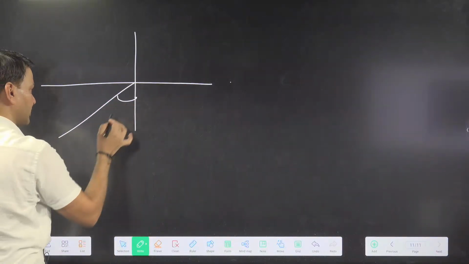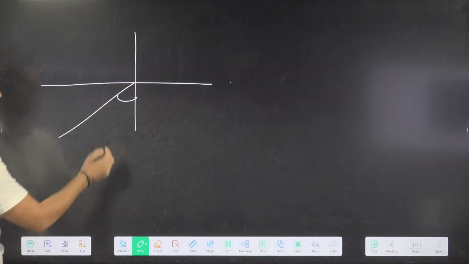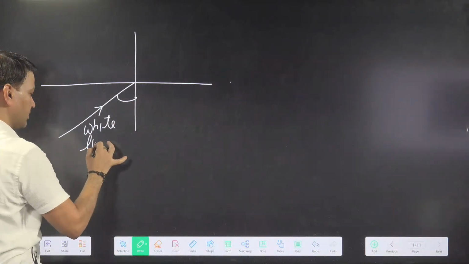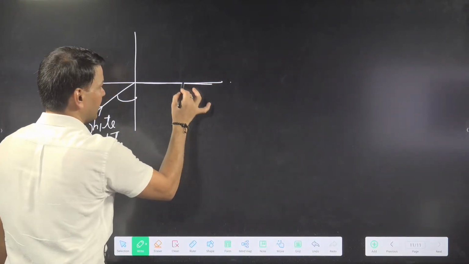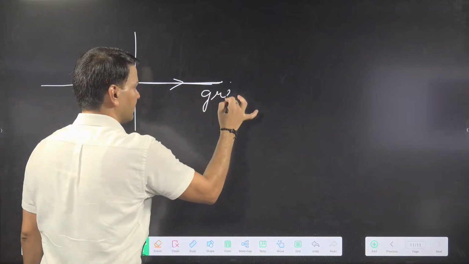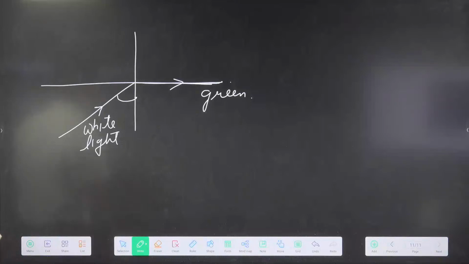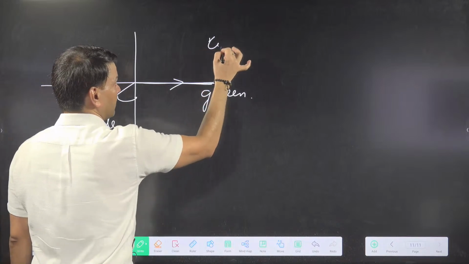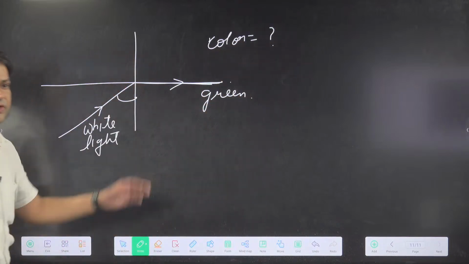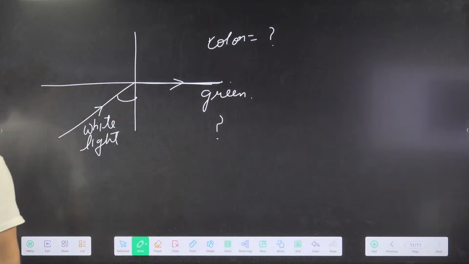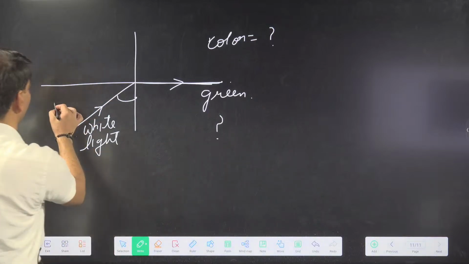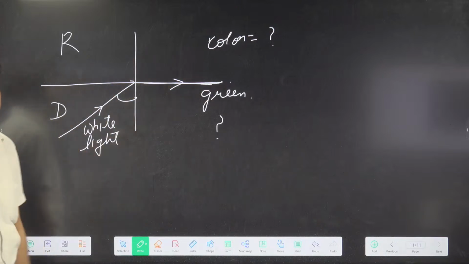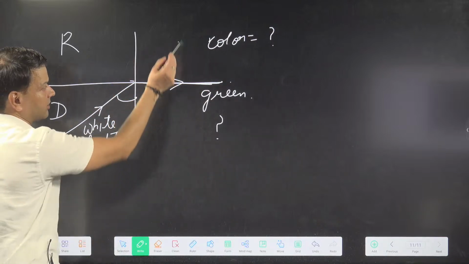Now this is also a common question. It was asked in JEE Main in 2019. Suppose white light is incident, and here green is going like this. Which color will go in this quadrant, and which color will go in the other quadrant? White light is incident, and green goes from denser to rarer. Then we have to find the color in this quadrant and the color in that quadrant.